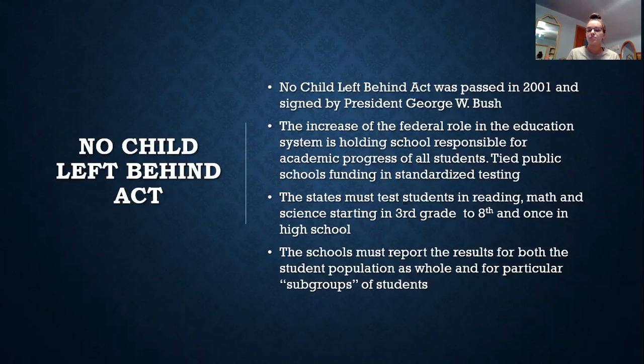The state must test students in reading, math, and science starting in 3rd grade to 8th, and once in high school. The school must report the results for both the student population as a whole and for the subgroups of students. The subgroups are English learners, students in special education, minorities, and students that come from low-income families.